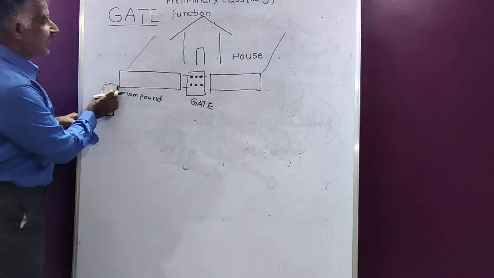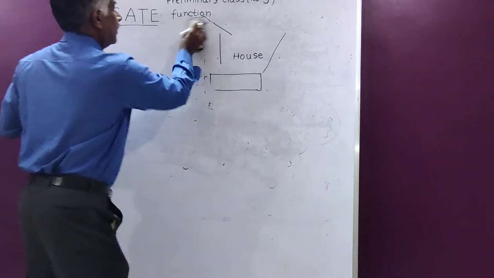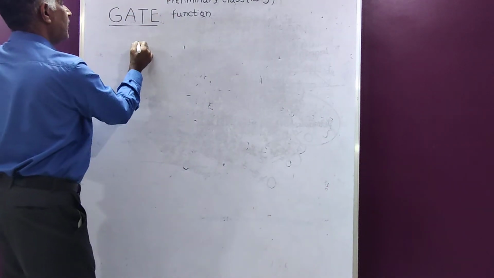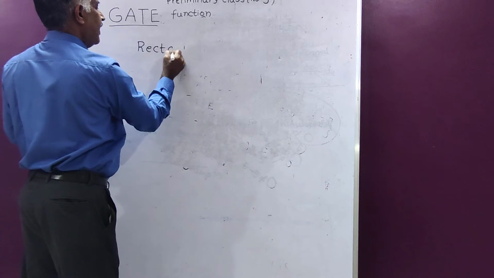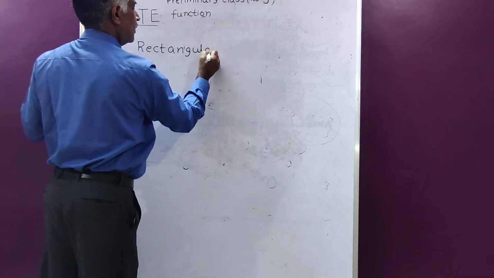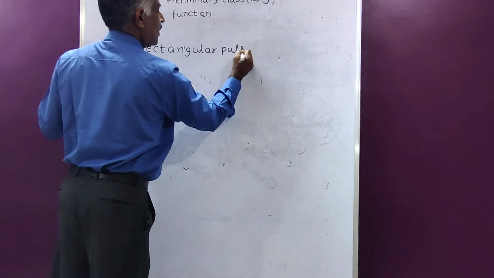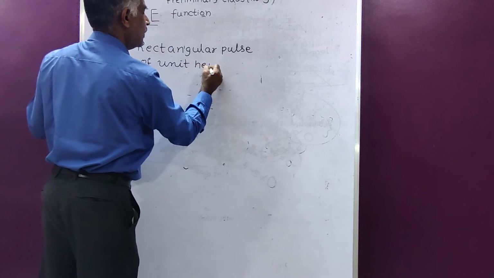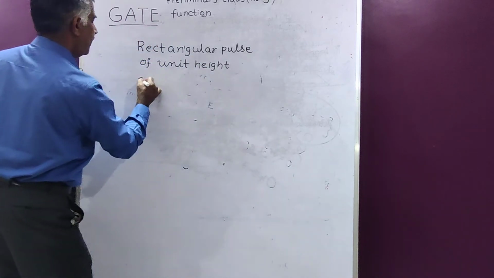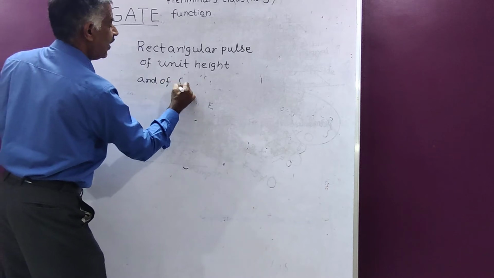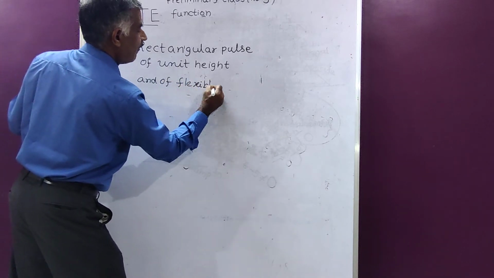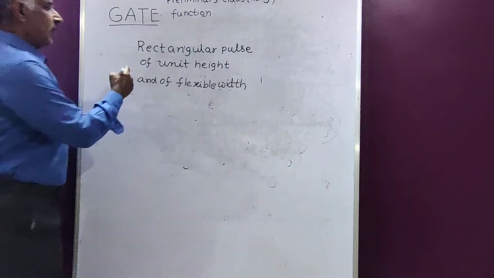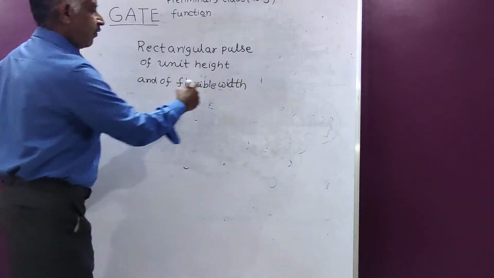Now I will explain what a gate function is. A gate function is a rectangular pulse. A rectangular pulse of unit height and of flexible width. Flexible width. A rectangular pulse of unit height and of flexible width.